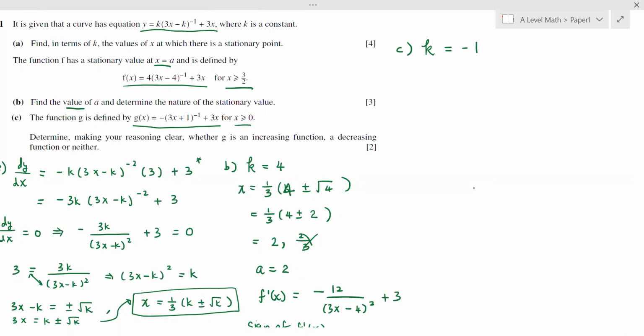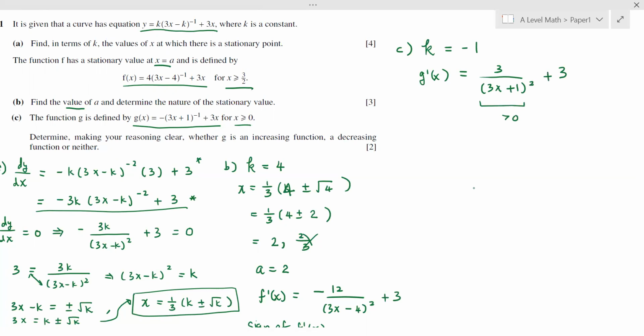Whether a function is increasing, decreasing, or neither, we can check from the derivative. So we look at g prime x here. Again, we look at this part of the function where you have dy/dx. Replace k with negative 1, so negative 3k is just positive 3. 3 over (3x plus 1) squared, plus 3.